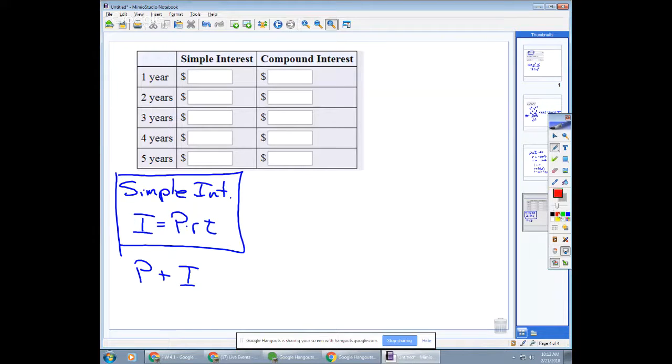Compound interest, if they're compounding annually, is where we have our fancier formula. We take the principal and we take 1 plus the rate, our multiplier, and raise that to the amount of time that goes by. And that's the compounding, that power.